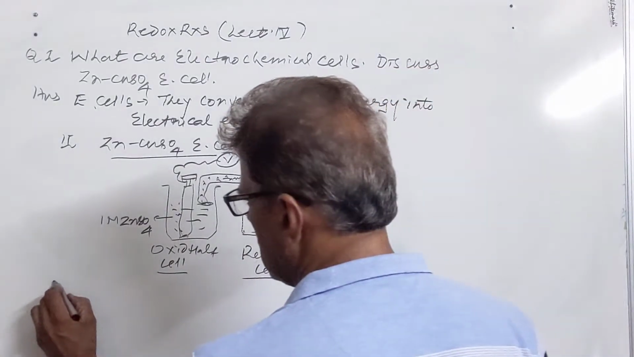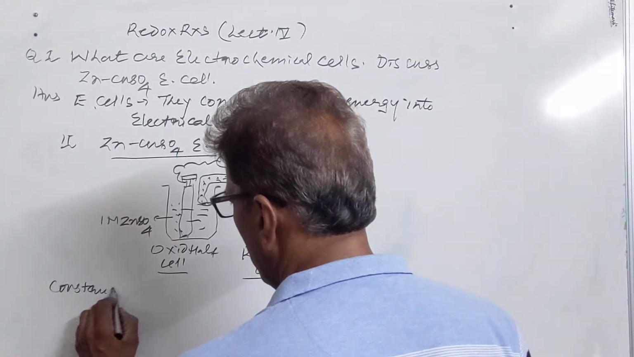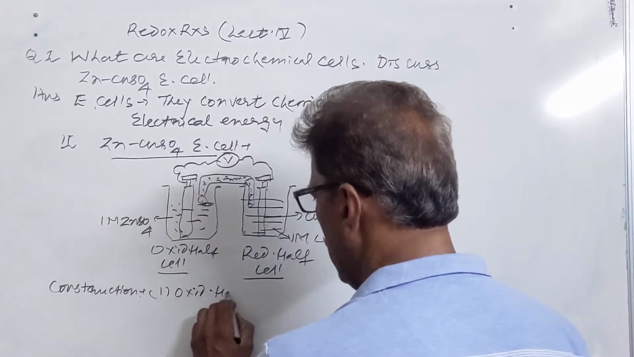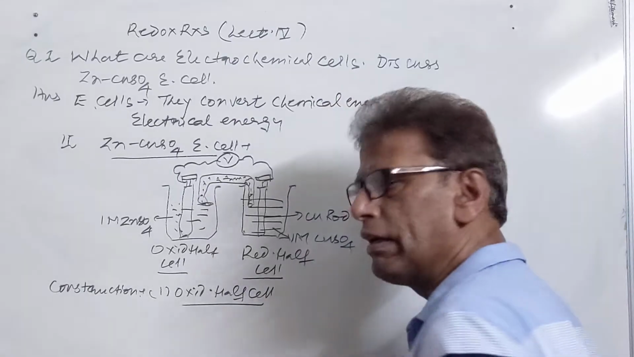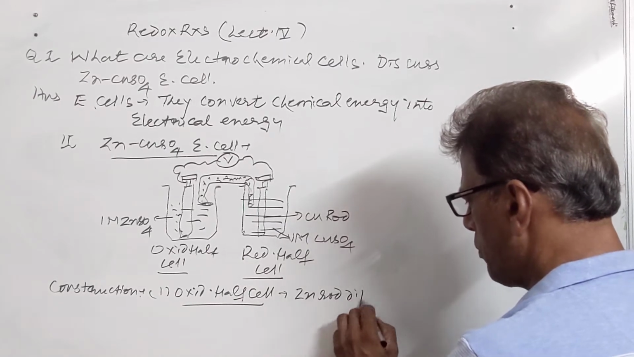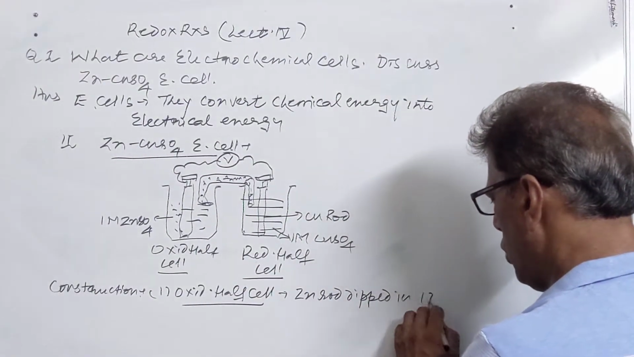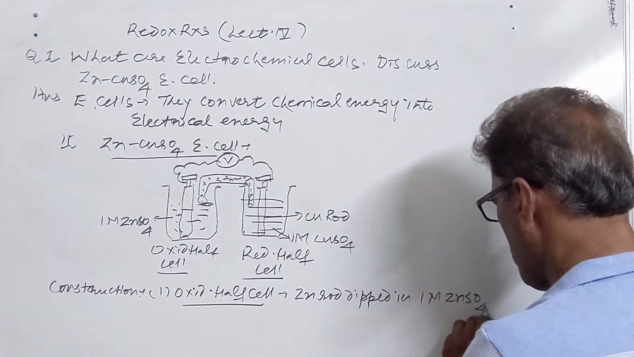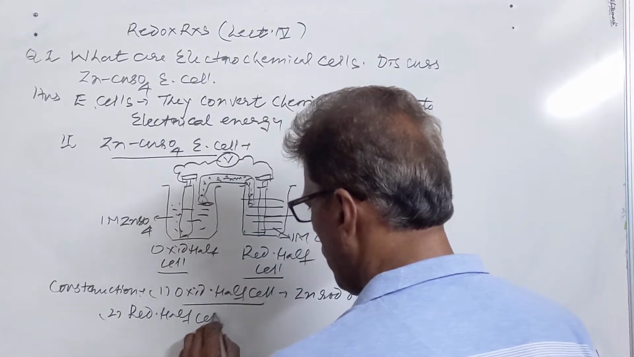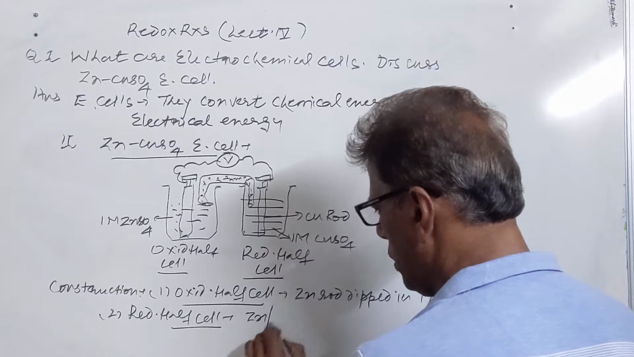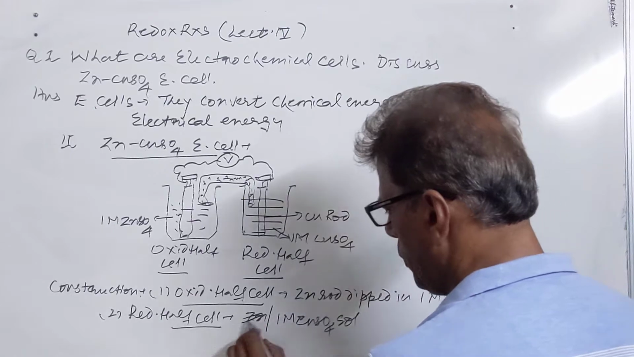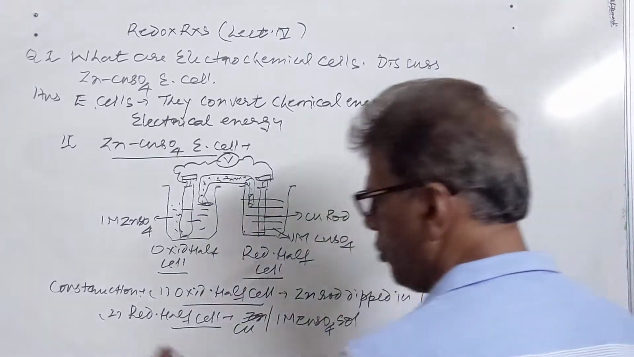Now, if we see the construction of this cell, it consists of 4 parts. Number 1 is the oxidation half cell. It consists of a zinc rod dipped in 1 molar zinc sulfate solution. Second is the reduction half cell, which consists of a copper rod dipped in 1 molar copper sulfate solution.